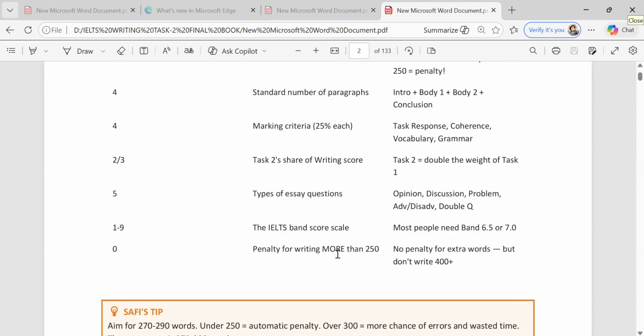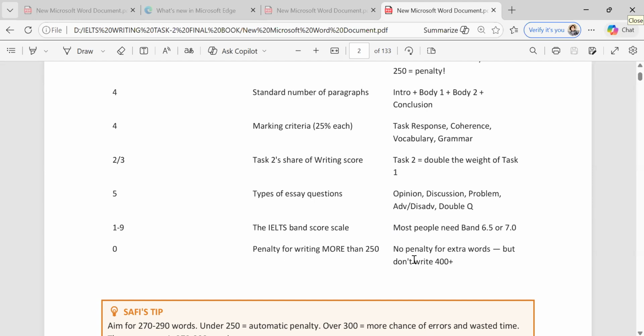And type of questions: you can have 5 different types of questions in your task 2. You can have an opinion type of question, discussion type of questions, problem and solutions, advantages and disadvantages, or double questions. And then it comes to your band. You do understand that it ranges from 1 to 9.